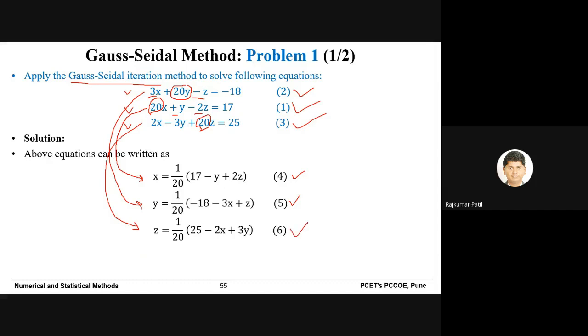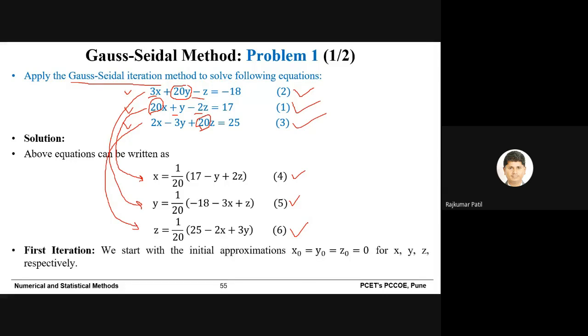Ultimately, what we do in order to calculate the iterations, we rewrite equations 1, 2, 3 in terms of x, y and z respectively, so that you can easily calculate the values of x, y and z during the iterations. That is the only objective. Now we have equations number 4, 5 and 6. So we will go for iteration number 1.